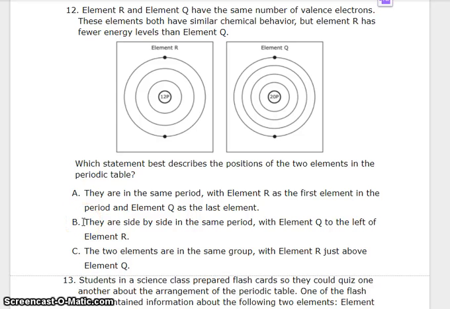B, they are side by side in the same period, with element Q on the left of element R. Or the two elements are in the same group above each other, with element R just above element Q.